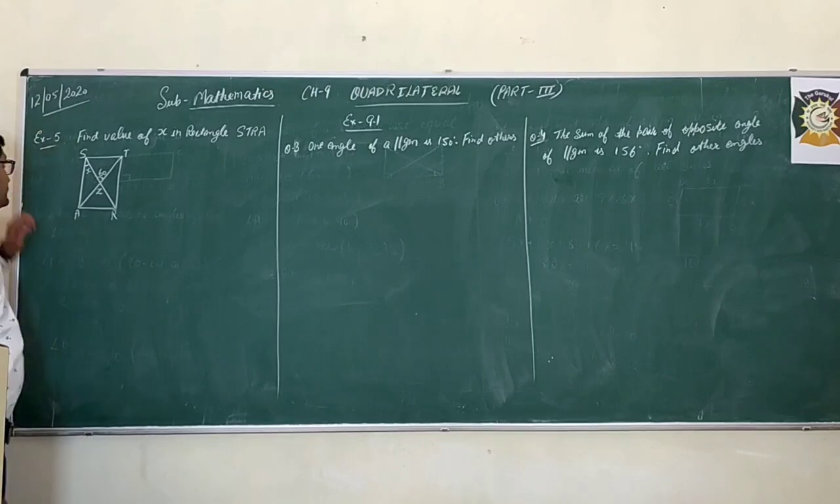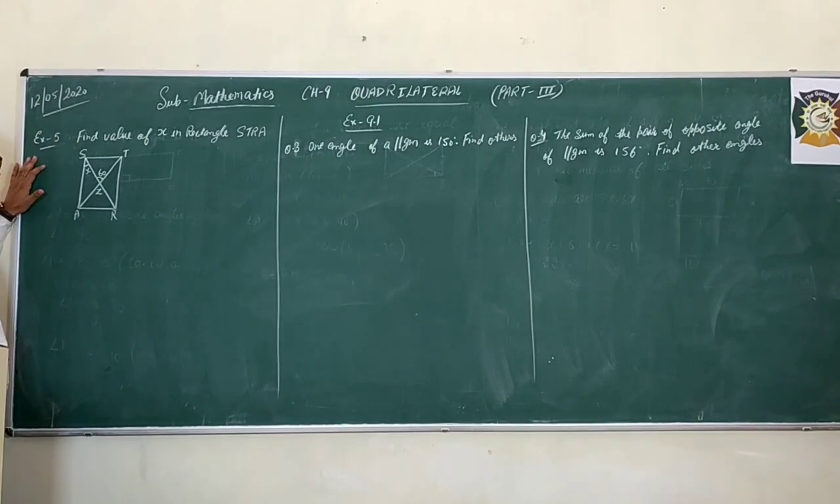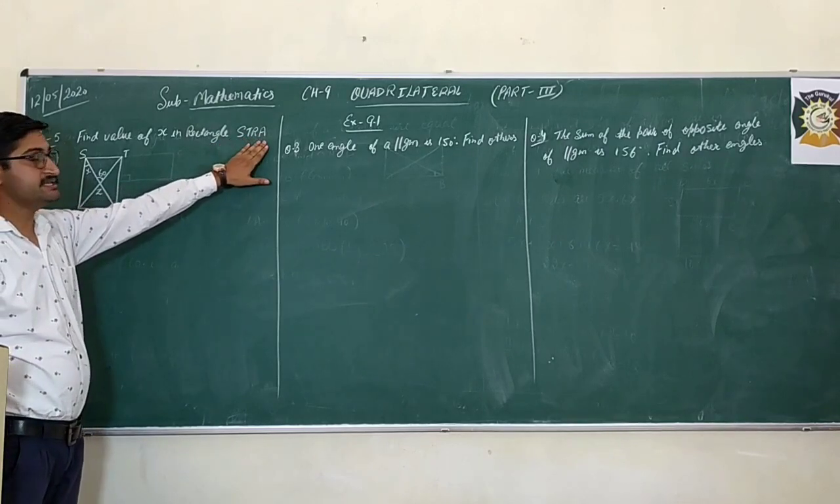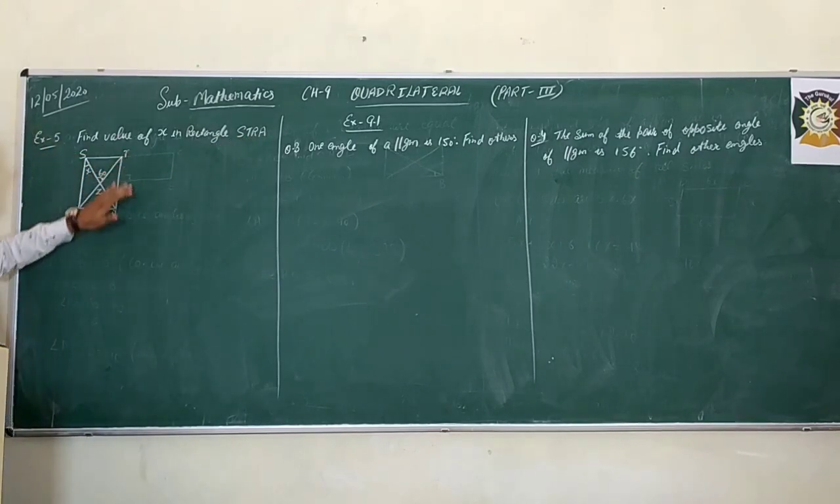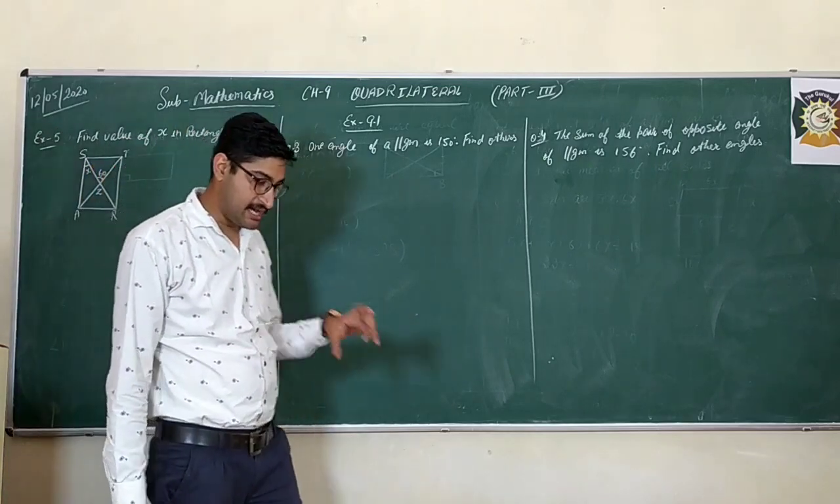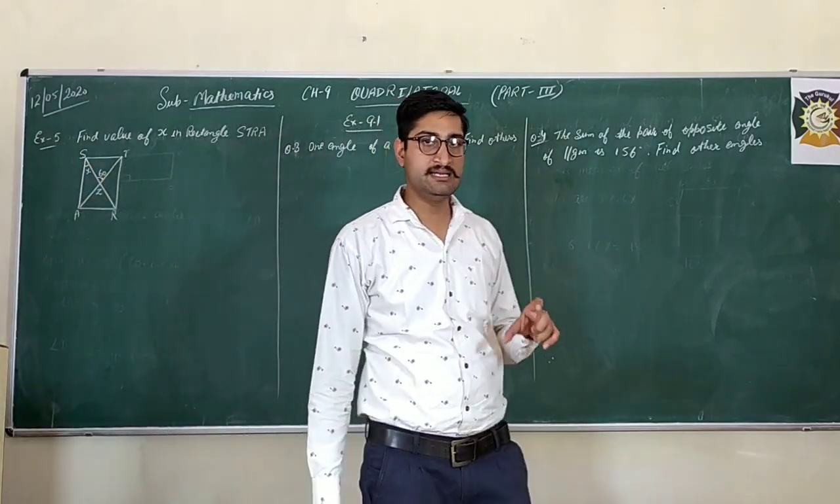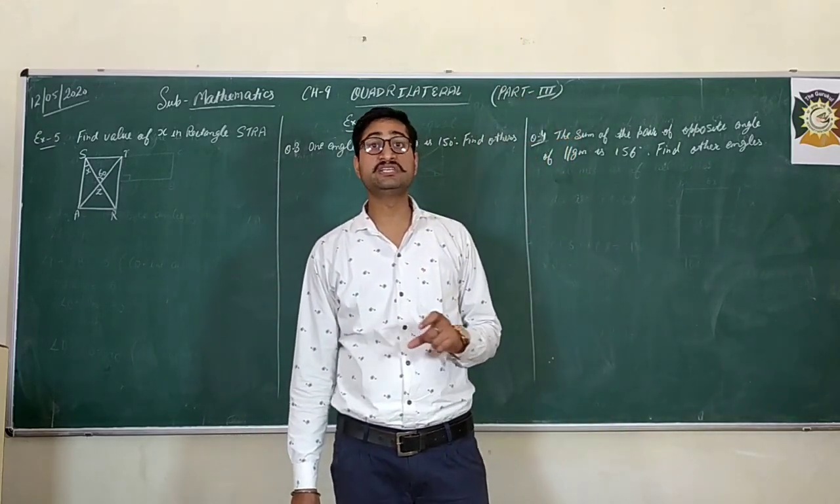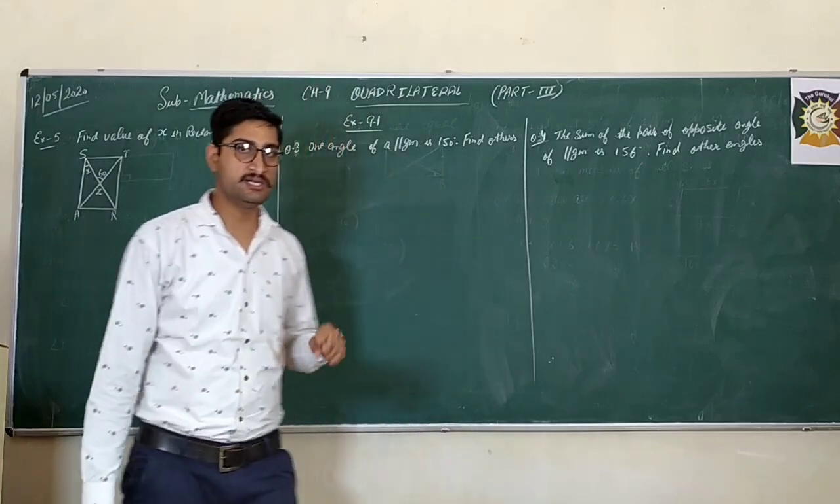Now this is the fifth example in your book: find the value of x in rectangle STRA. STRA is a rectangle in which we have to find the value of x. Now in a rectangle, it's clear that the diagonals are equal. Also, the diagonals bisect each other.